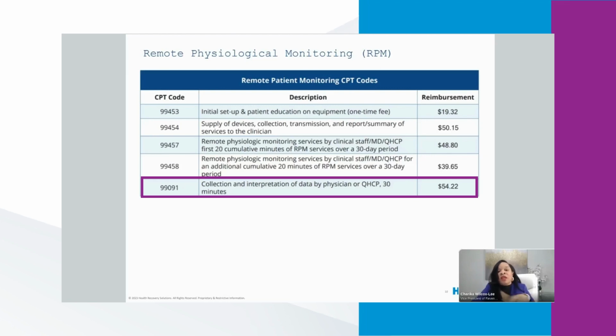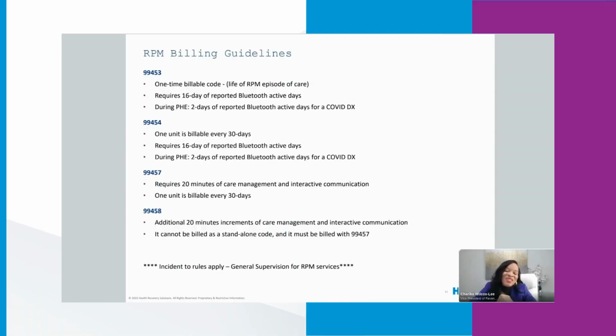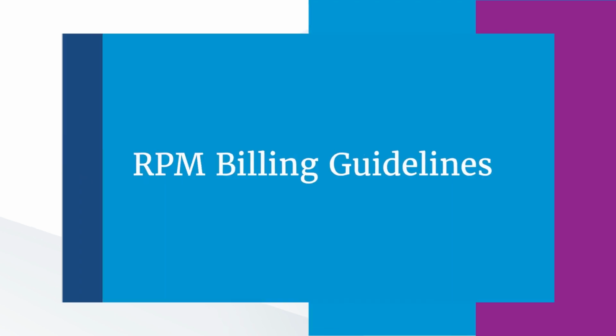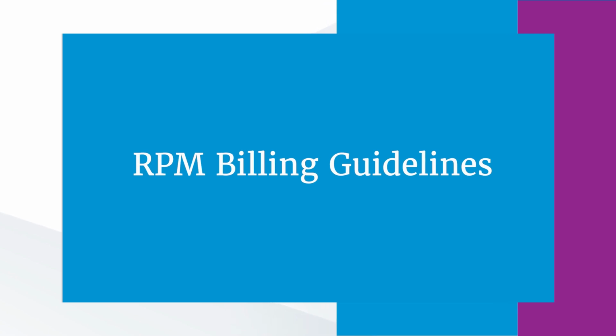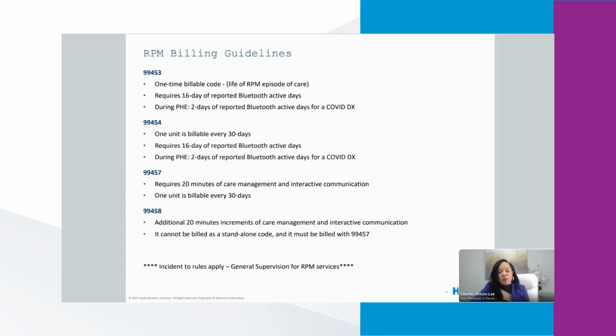If you are thinking of utilizing this code, really want to talk about some of those billing guidelines associated with it. Okay. There are several billing guidelines, especially when it comes to the device codes, that I want to highlight. So again, just to recap, the 99453 is a one-time billable code, life of the RPM episode of care. So what does that mean? So let's say that you have a patient that started a weight management program. They started in January. By September, they're discharged as they hit their goal.